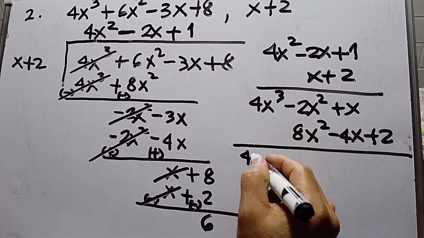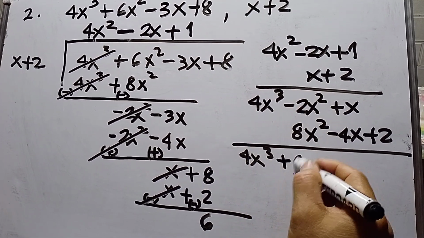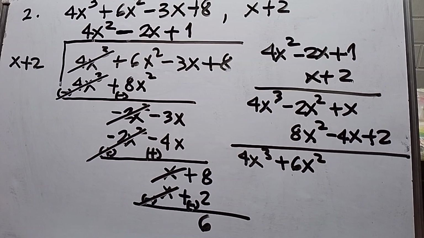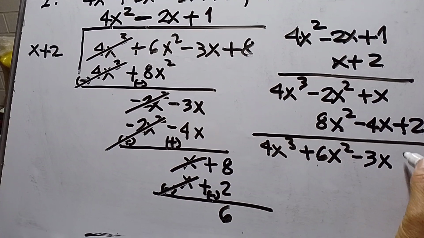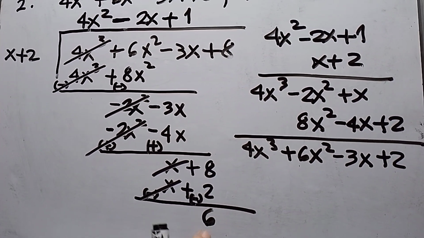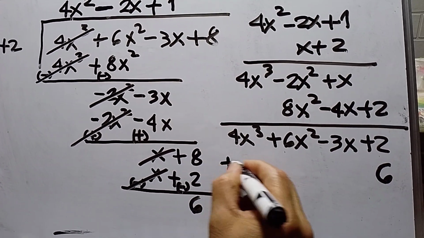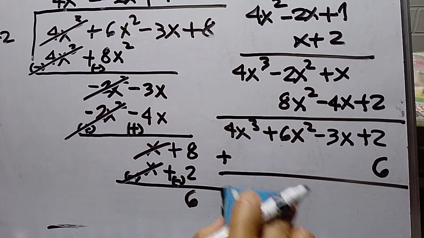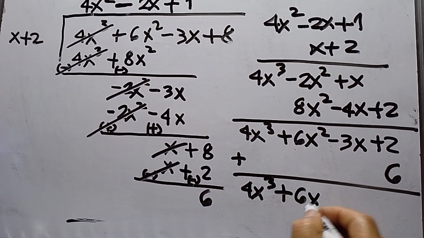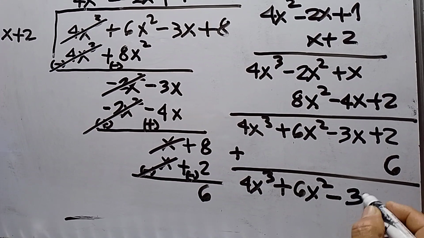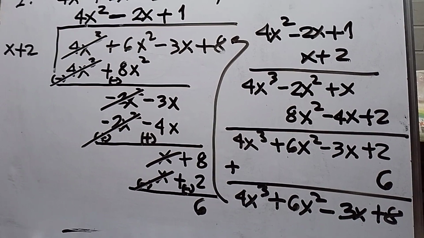So bring down 4x cubed. This one is plus 6x squared. This one, negative 4x plus x, will be negative 3x. This one is 2. Since we have the remainder, we need to add it here. So 4x cubed plus 6x squared minus 3x plus 8. Therefore, we come up with the dividend. So number 2 is correct.